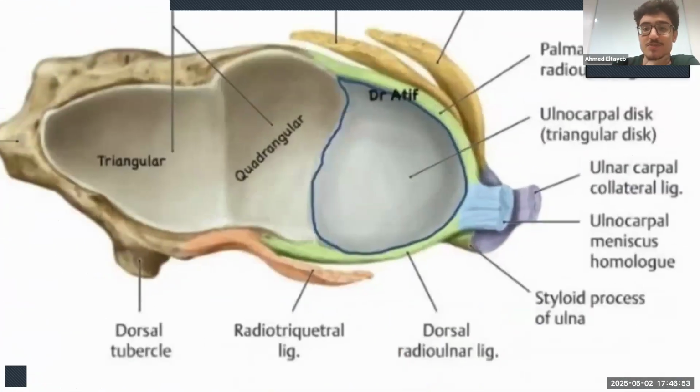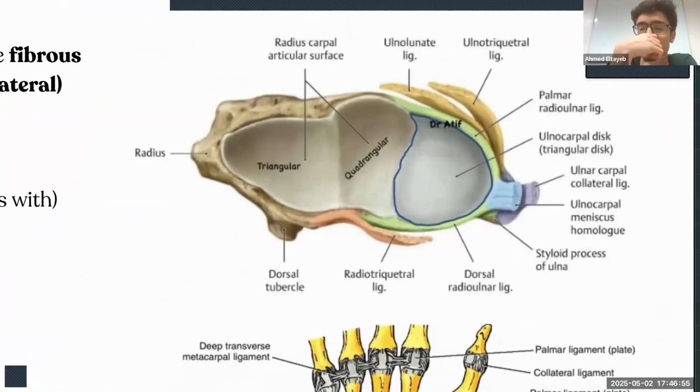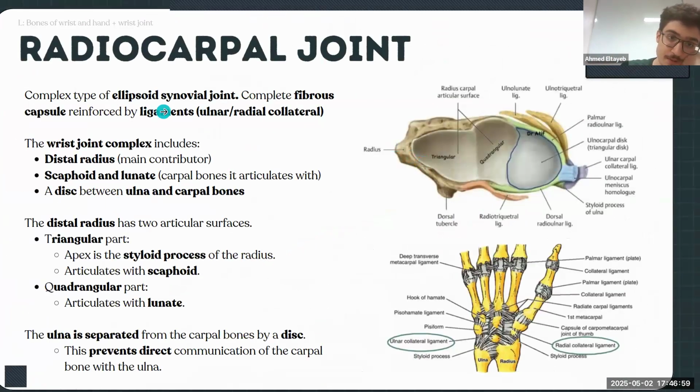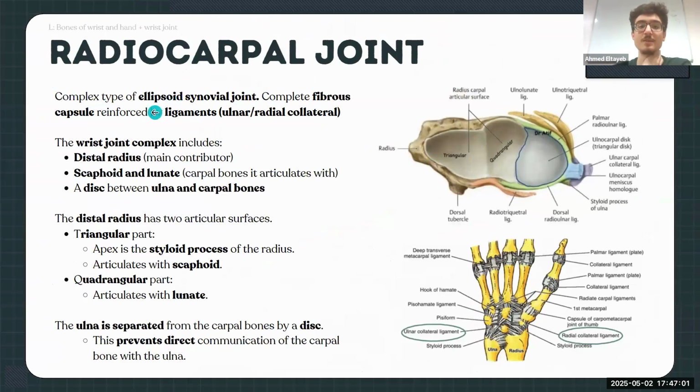Remember this picture I showed you back when we were talking about the radius? So over here, we said that it's a complex ellipsoid synovial joint. And again, it's a synovial joint. So of course you can have fibrous capsule, and it's going to be reinforced by ligaments, the ulnar and radial collateral, and so on. Okay, you know all this. What you don't know is that the wrist joint includes the distal radius, scaphoid and lunate carpal bones, and the disc to separate it from the ulna.